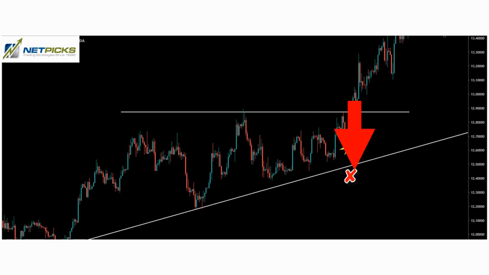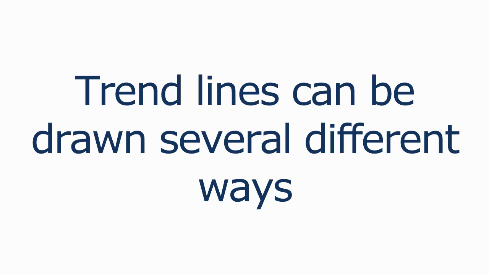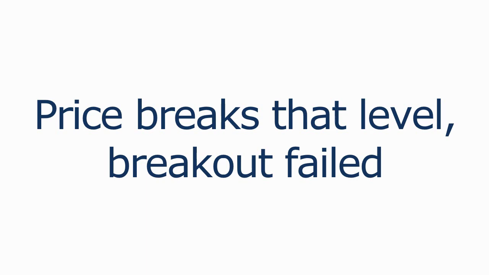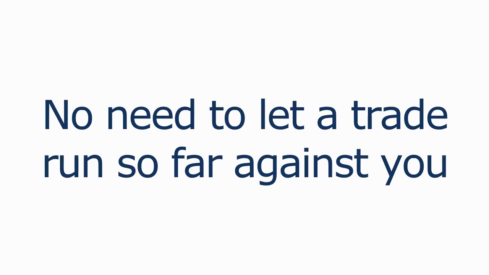You have a larger stop loss in distance. Price will break multiple structures if it breaks down. Trend lines can be drawn several different ways. So why does the yellow splash zone make more sense? Well, it respects structure, a support zone. Price pulling back inside resistance does not invalidate the breakout, but this level being violated could. And there's no need to let a trade run so far against you to the other side. But whatever you choose for your stop loss, just be consistent with every single trade that you take.